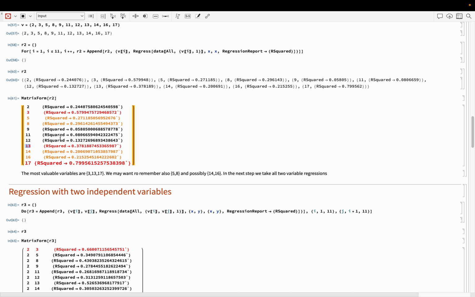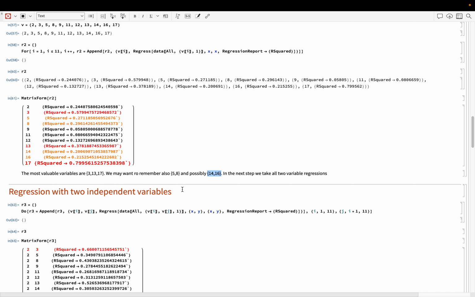And there are some of them which are less important but also may add some valuable information. So I keep it in mind. In the set that I have selected 3, 13 and 17, and also I remember the other ones, 5, 8 and 14, 16 just for backup.